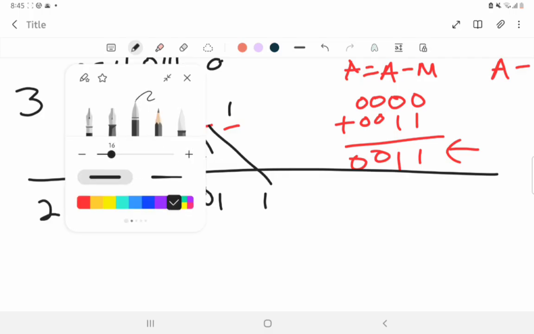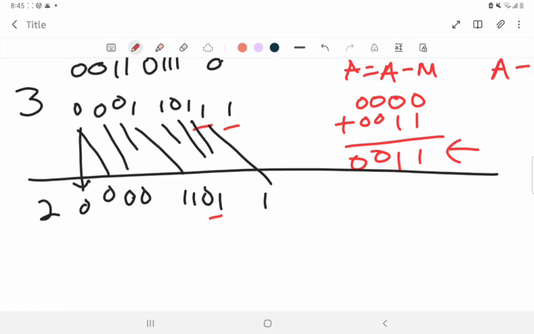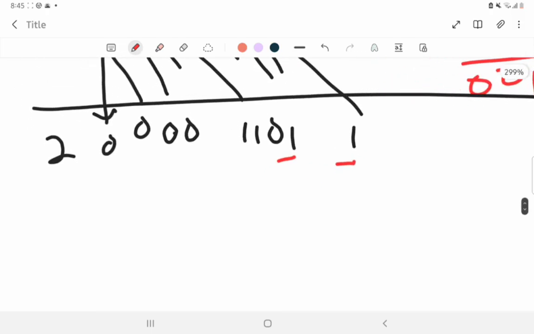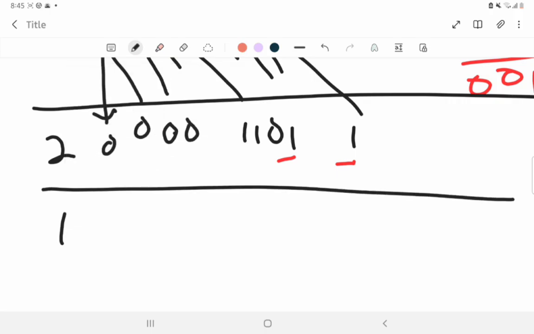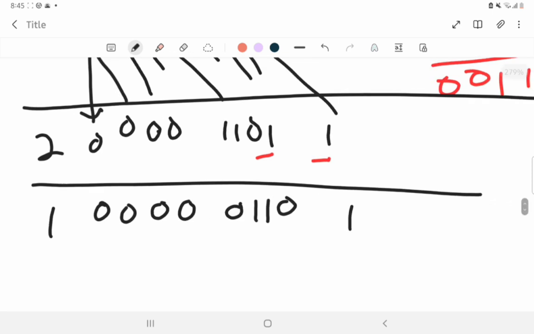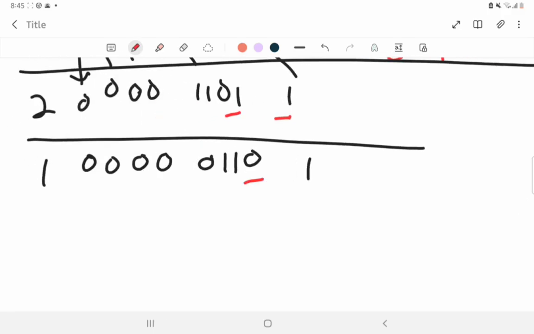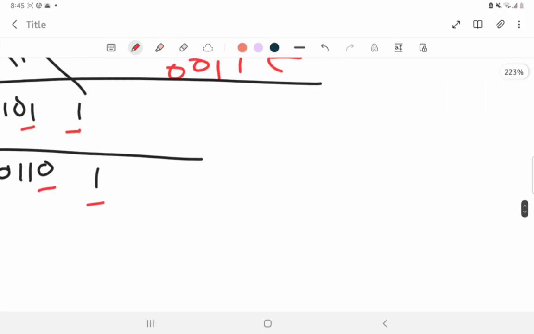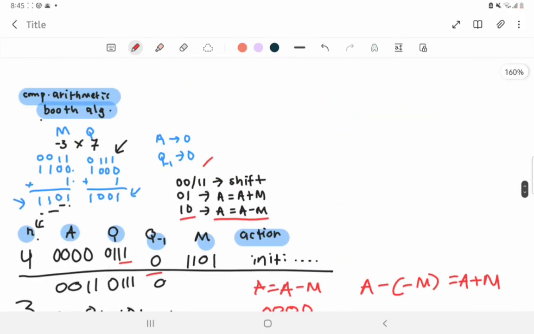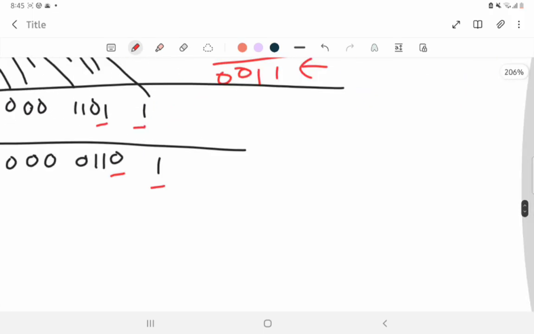So now we look again at Q and Q minus 1. It's 1, 1 again. So we just do, this is 2, 1. So 0, 0, 0, 0, 0, 1, 1, 0, 1. Okay, now we look again at the Q and Q minus 1, 0, 1. So now 0, 1. So here 0, 1 is A plus M.